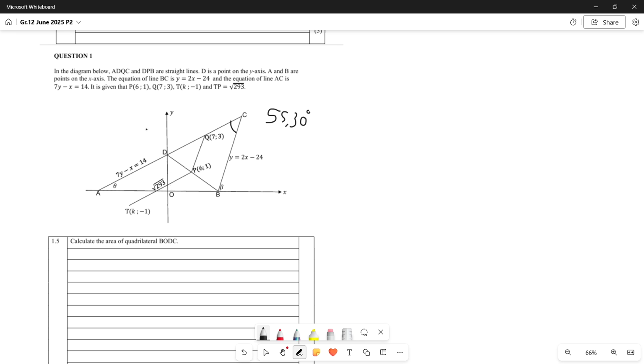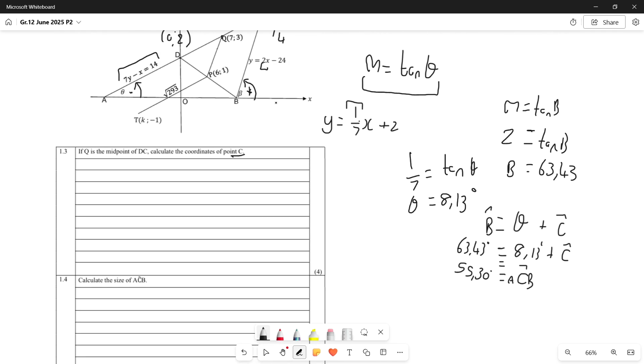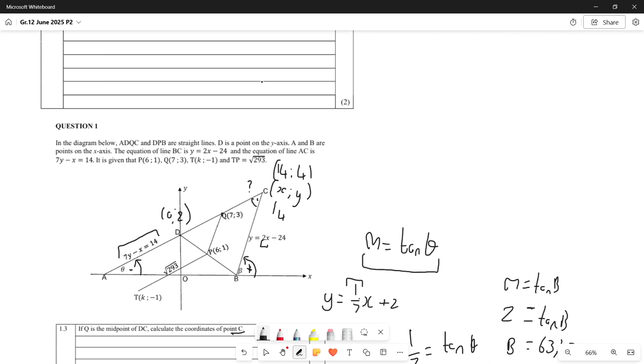So a reminder that our values here for D were 0 and 2, and our equation for this guy was 1 over 7x plus 2. So we have the equation of this line, we have this angle, a reminder that this value here was 14 and 4. This is all information we had previously calculated, which we can use as we progress.